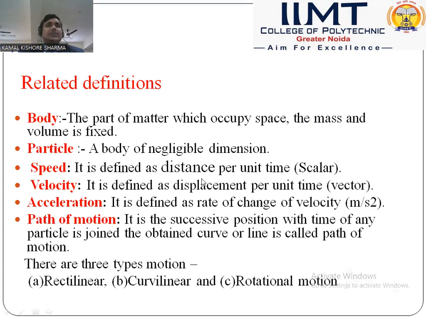Speed is a scalar quantity. It is defined as distance per unit time. Velocity is displacement per unit time, but it is a vector quantity because direction is fixed. Acceleration is defined as the rate of change of velocity. So its unit is meter per second square.